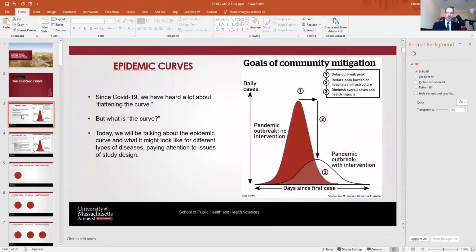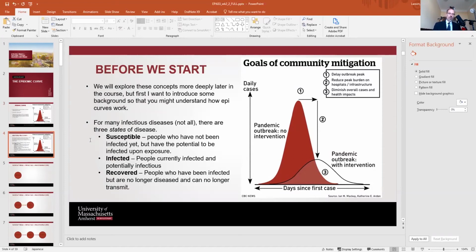Particularly since COVID-19 started, we've heard a lot about flattening the curve. I'm sure you've all heard that at this point. But there's really little discussion about what the curve actually is. News organizations present pictures like what we have here, from CBC. We have days since first case, time on the x-axis, and the y-axis is daily cases, and everything goes up and then goes down. What does that mean? And what does it mean to have an intervention and have it, quote, flatten, as they say?